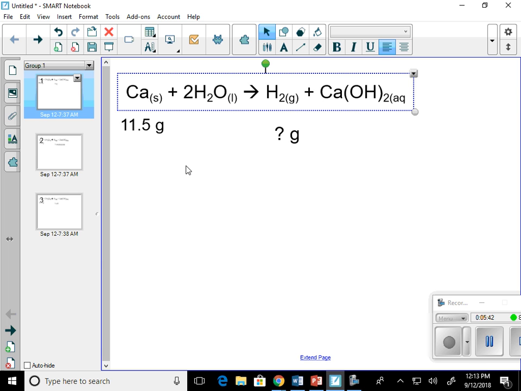So here's one way that I sometimes set up a stoich problem. There's that balanced equation that you just saw. To keep track of what I'm doing, underneath the calcium, I write 11.5 grams. To keep track of what I want to solve for, I put a question mark underneath the thing I'm trying to solve for. That way I didn't have to write out that entire paragraph either. It's just a little quicker way to organize my data.